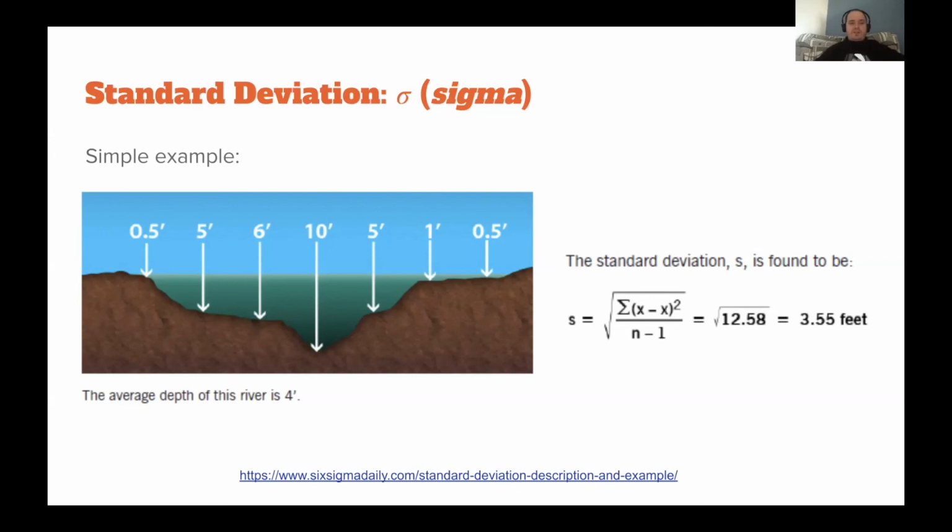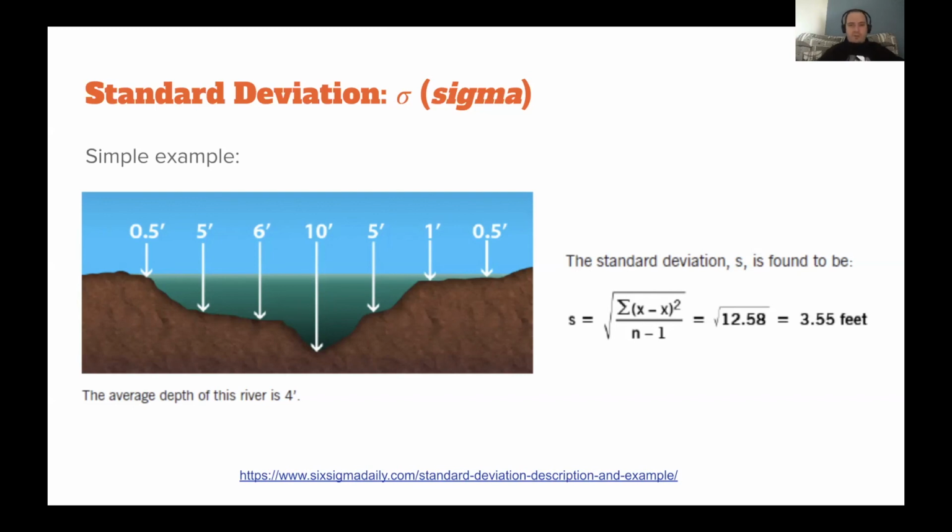Now, this is a very simple example of why it is so important to have this sigma value and how much it adds to the representation of the data. So, for example, let's say this is a river, right? Like a cut of the river. And you may ask yourself, how deep is this river? It's just a simple question. How deep is this river?